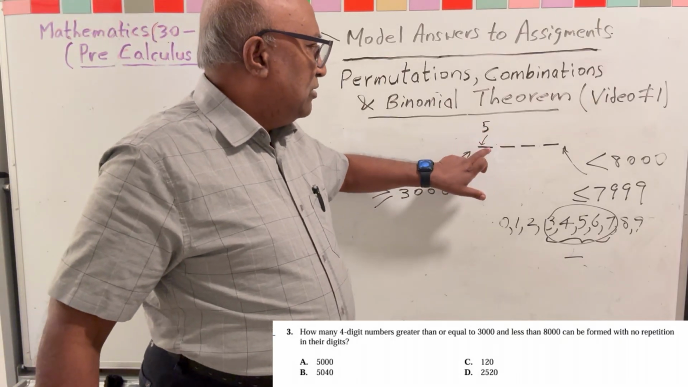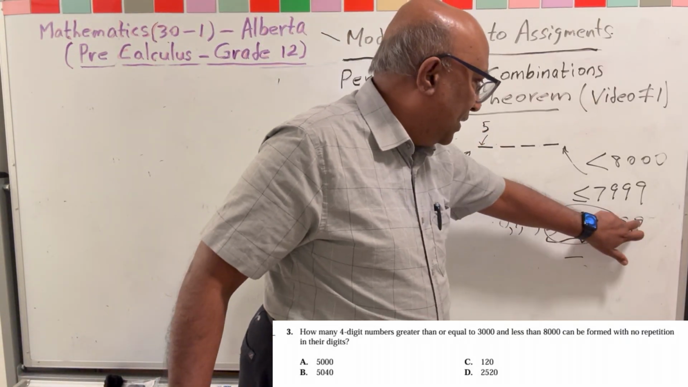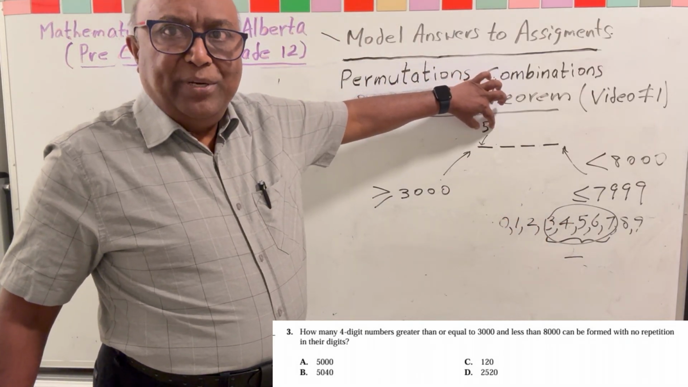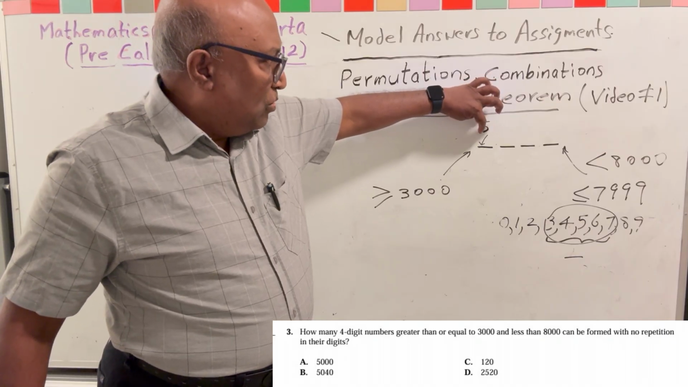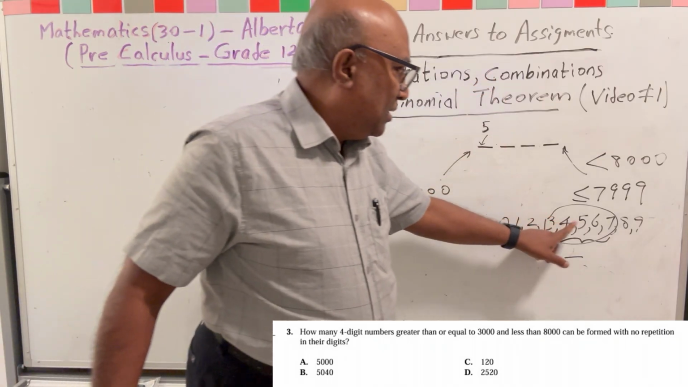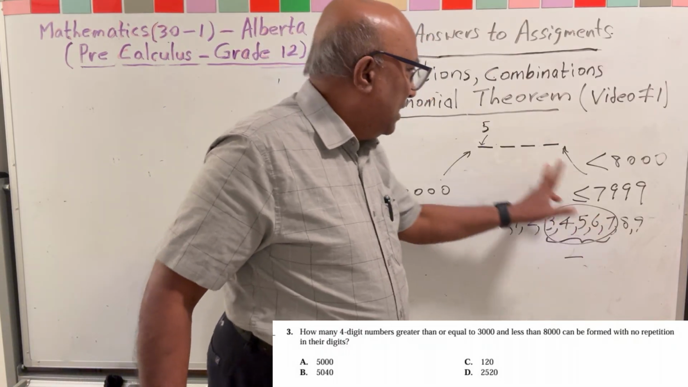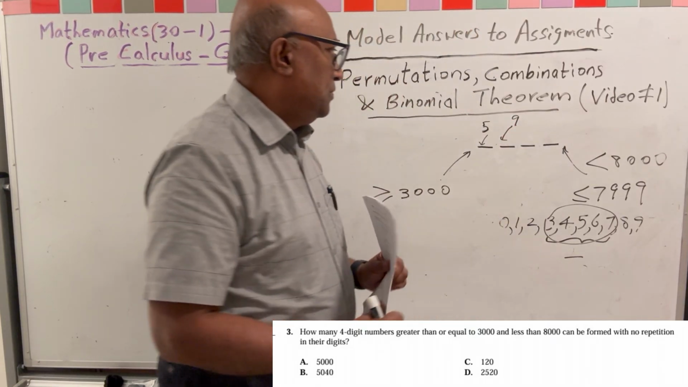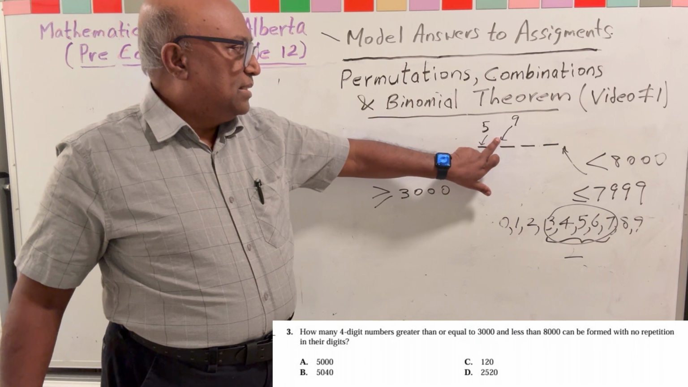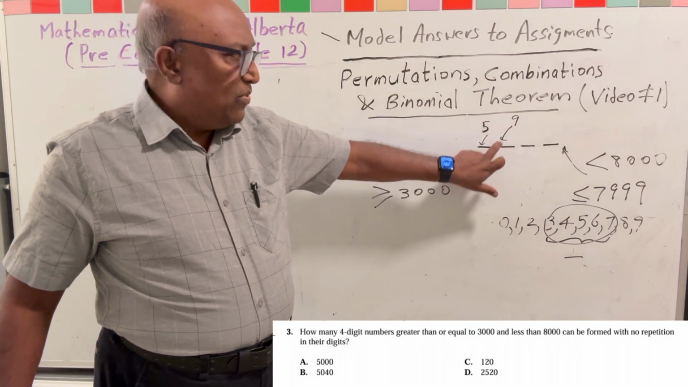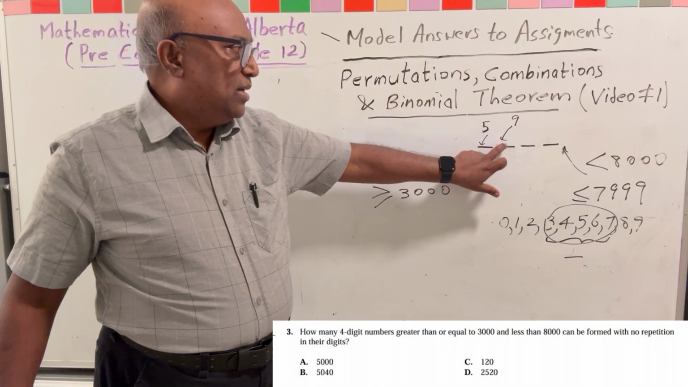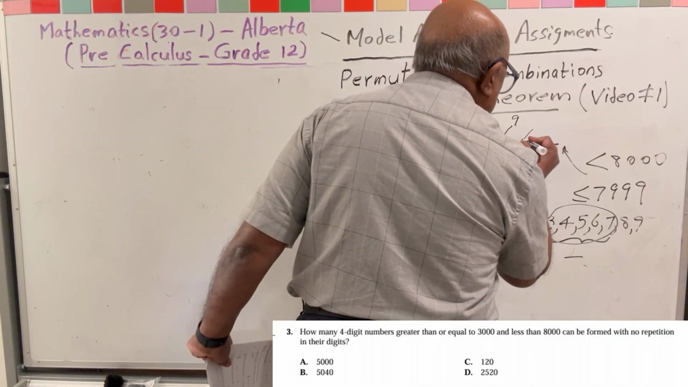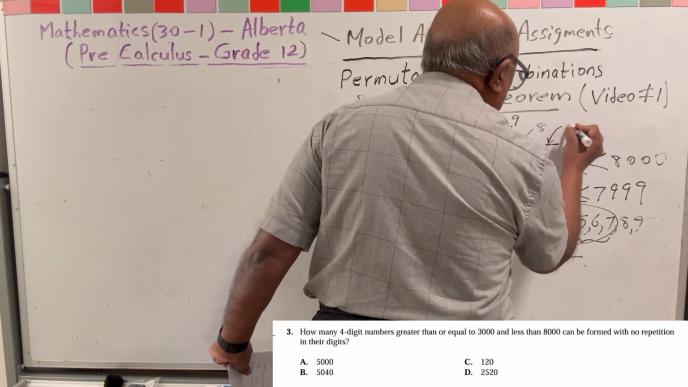Now you have filled this with one number. Out of these 10 numbers, you have already taken one number. How many numbers remain? 9. That means there are 9 ways of filling this space. Now one more number is gone, so for the next space you can fill in 8 ways. For the last space, you can fill in 7 ways.